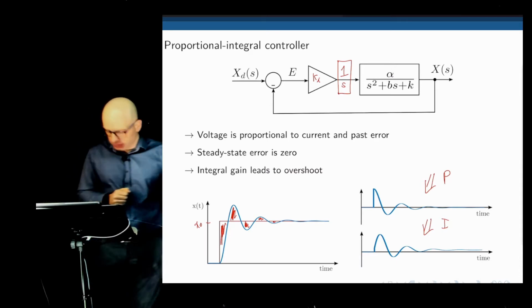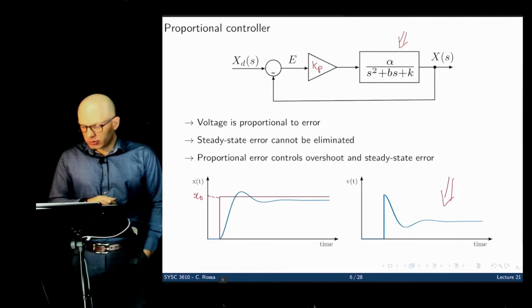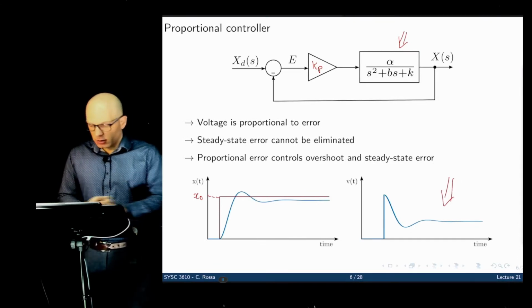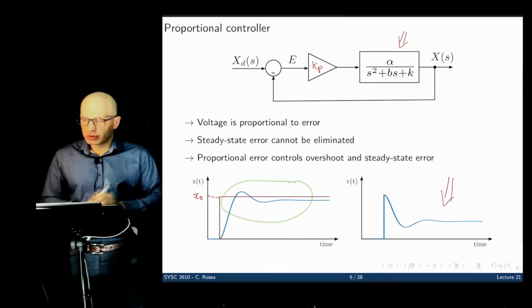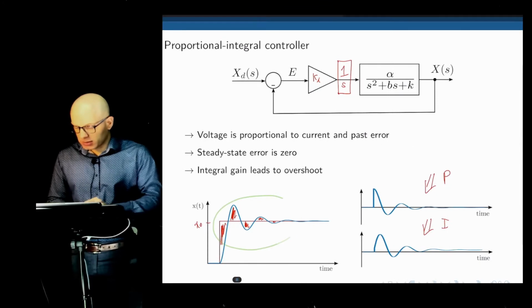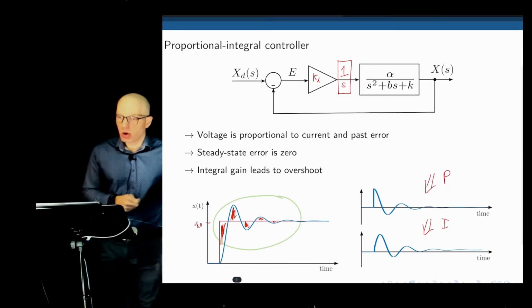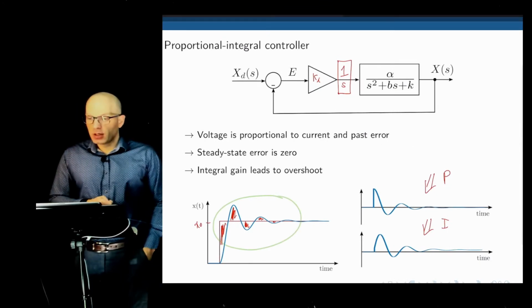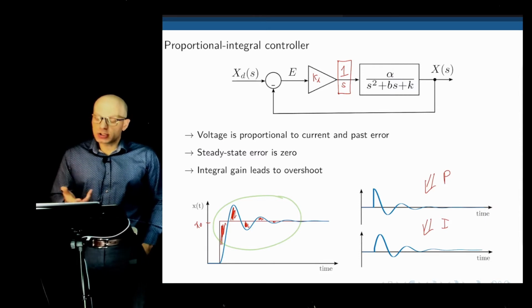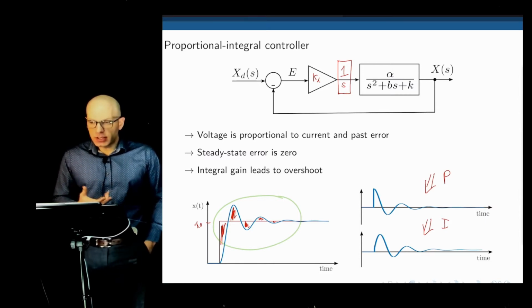But we can notice something interesting here. If you compare these two step responses, the first one had a little overshoot. The second one has much more overshoot. Well, that's expected because we added more control action to the system to eliminate the steady state error.